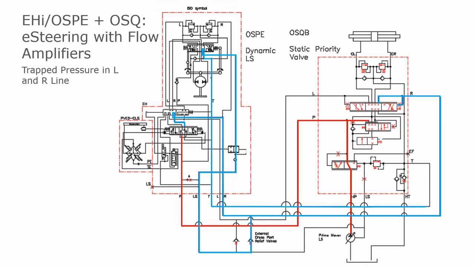One thing to look out for is that back pressure in the OSQ tank line can cause the L and R line not to drain while in neutral. So the EHI or OSPE tank line should be connected directly to the tank, as opposed to the T-port of the flow amplifier.